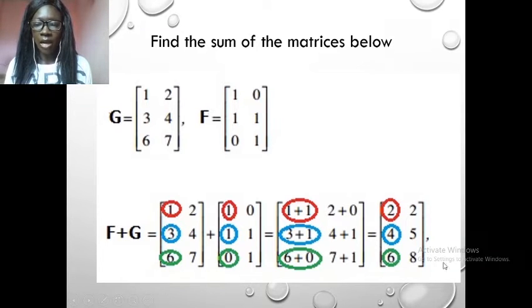Let's check if our results give the same dimension. Okay, so here we have 2 2 in the first row, 4 5 in the second row, 6 8 in the third row. So we have 3 rows all together, and we have 2 columns. So our result gives the same dimension, 3 by 2 matrix.